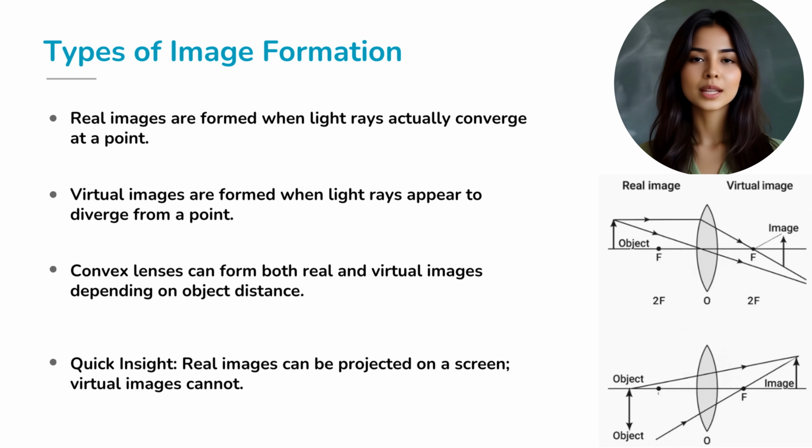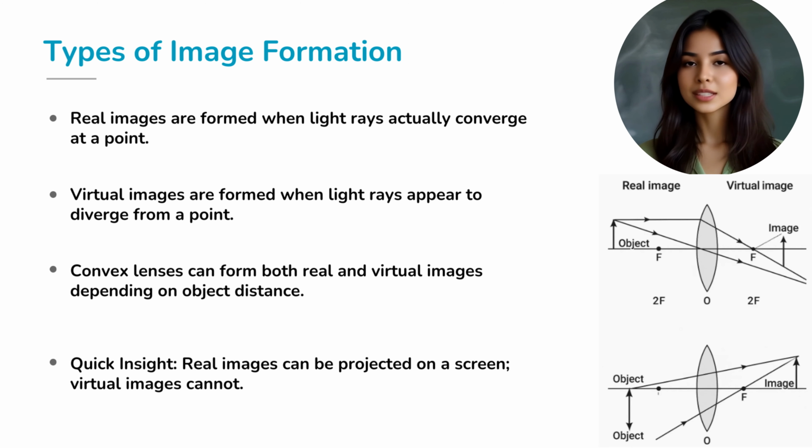The image can be captured on a screen, which is a real-world demonstration. Virtual images, on the other hand, occur when light rays seem to diverge from a point. You see these in things like mirrors. You can't project a virtual image onto a screen because, well, the light rays don't actually meet, they just appear to come from a point behind the mirror.